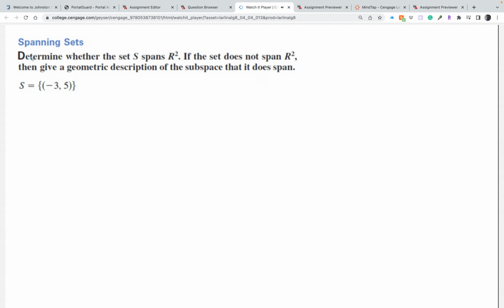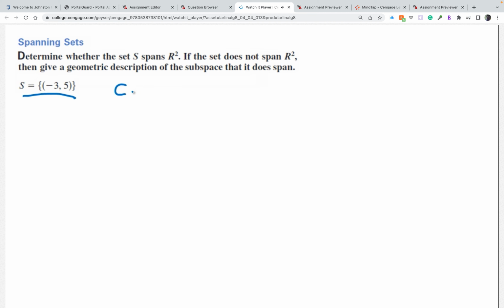Spanning sets. Determine whether the set S spans R2. If the set does not span R2, then give a geometric description of the subspace that it does span. So here we have this set consisting of the single vector, -3, 5. If this set S spans R2, then that means we can create other vectors from this vector.